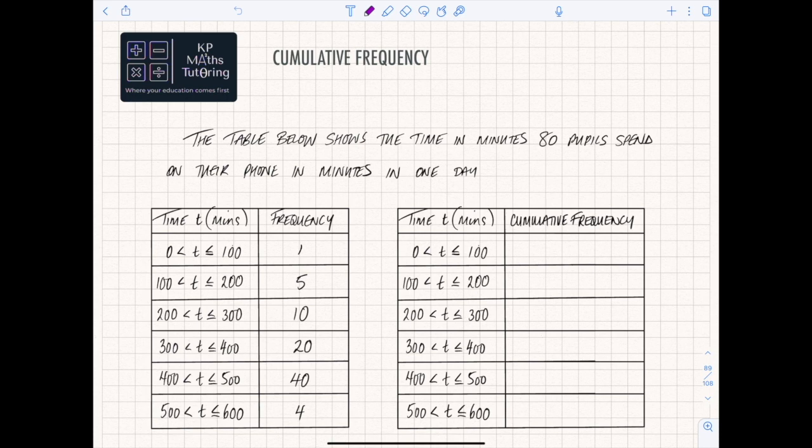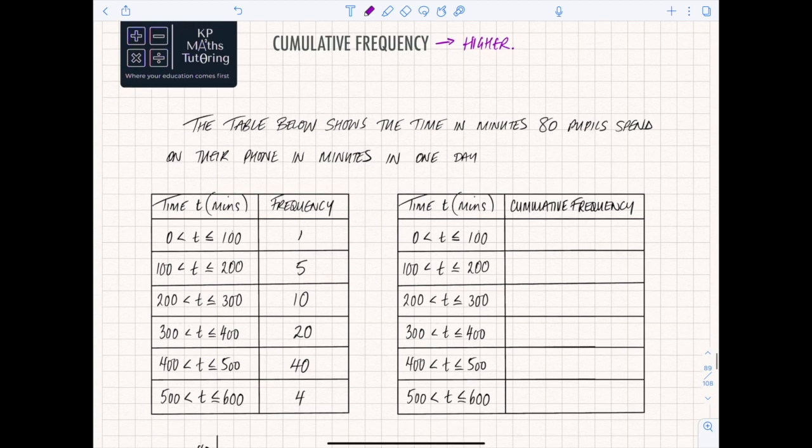So in this video we're going to be looking at cumulative frequency. This would only be on higher, so if you are sitting the foundation paper it's not something you need to worry about. And it also links into box plots, so if you're not 100% sure on box plots, just make sure either once you've watched this video or before watching this video you understand how it links into that. I'll put a link in the description to the video I've done on box plots as well. So let's have a little look and see what we've got going on.